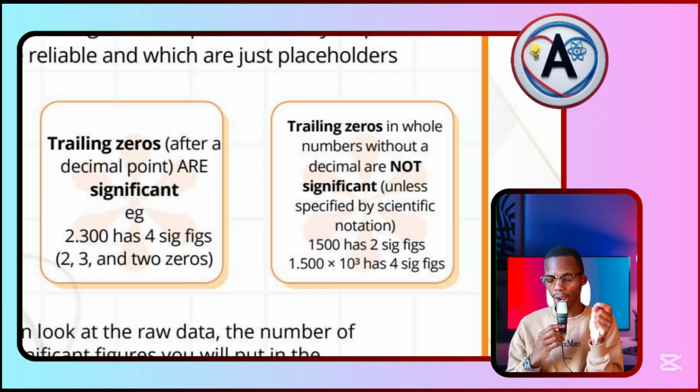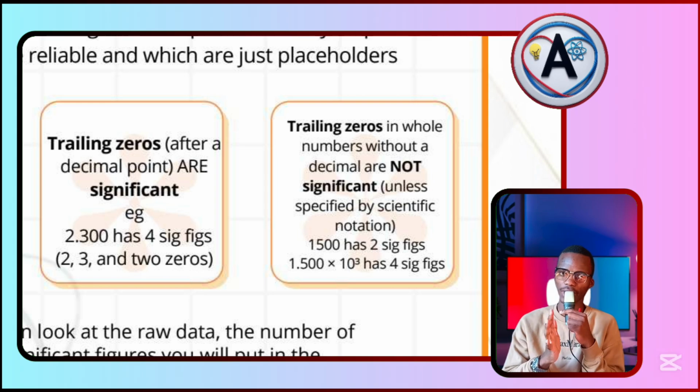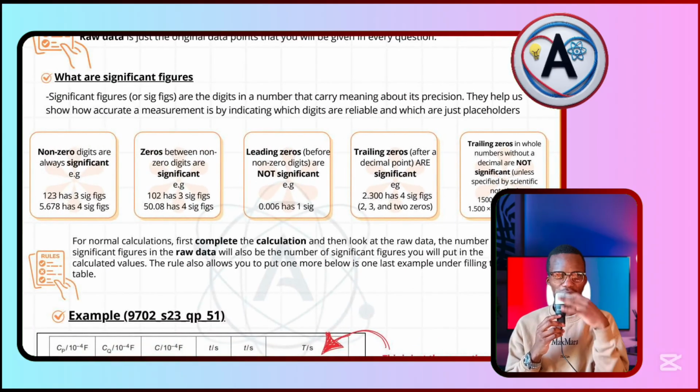But if you say 1.500, the mere fact that you've put a decimal point implies that all of those 4 digits are now significant. By just saying 1500, it doesn't make those 2 zeros significant. So now you've understood what significant figures are. I'm now going to make some assumptions to help you better understand this particular concept.